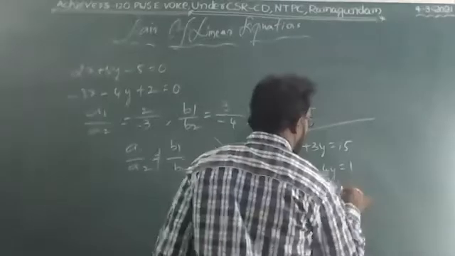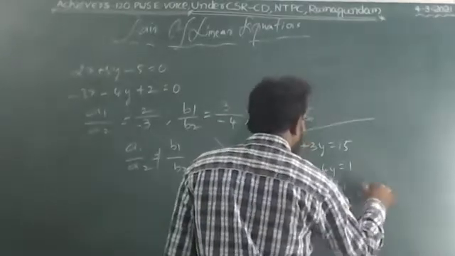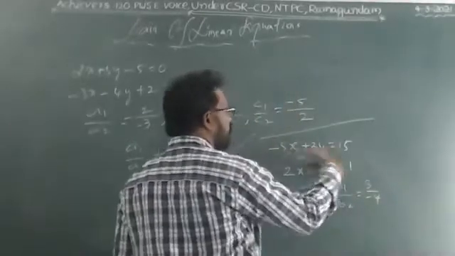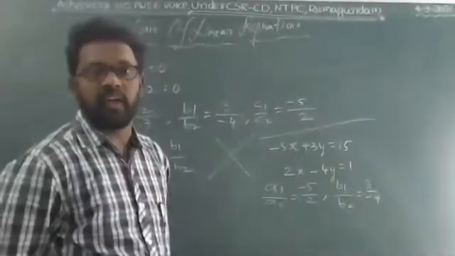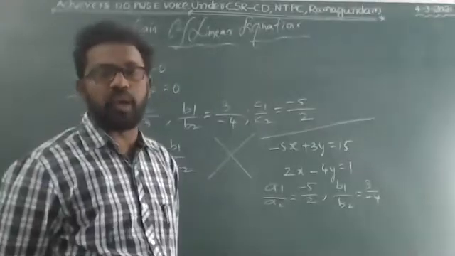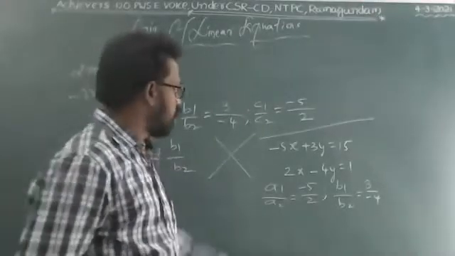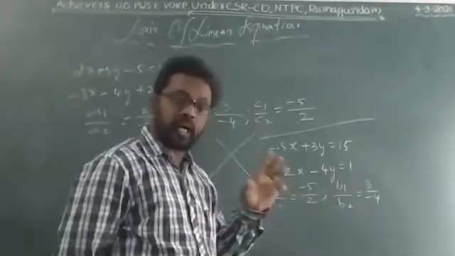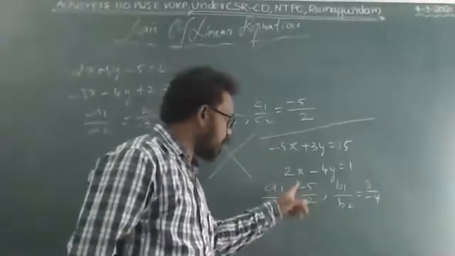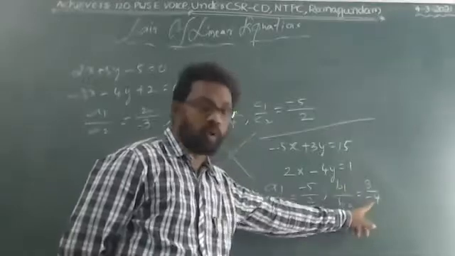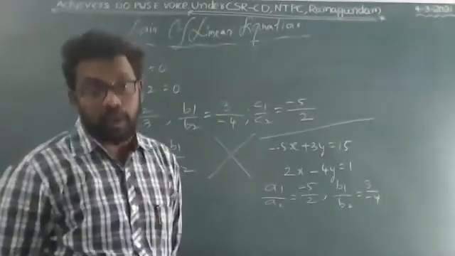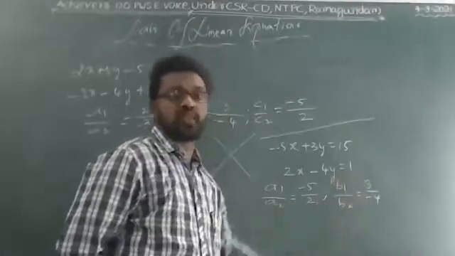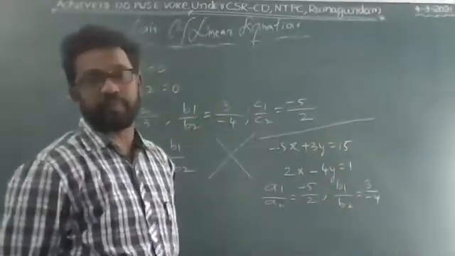So same like that here, b1 by b2 is equal to 3 by minus 4. A are x coefficients, B are y coefficients. Even you can write like this, 2 by minus 5 also you can write, children. If you write 2 by minus 5, you have to write minus 4 by 3. If you interchange this one, you have to interchange that one also.